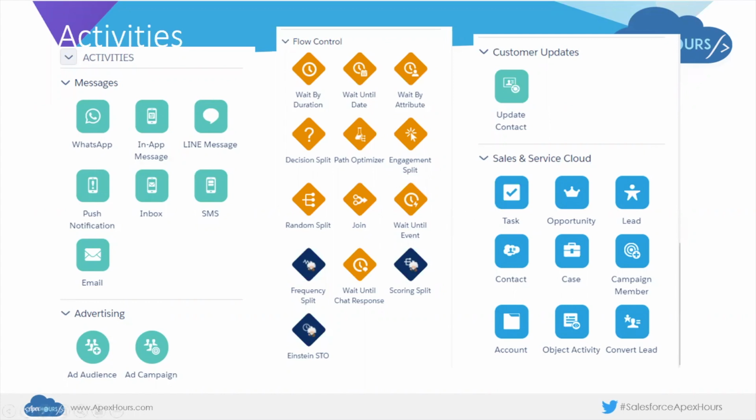The sales and service cloud activities will be available when you have Marketing Cloud Connect installed. So these can be used to interact with the Sales Cloud or Service Cloud records from within Journey Builder. Let's look at these flow control activities in detail.